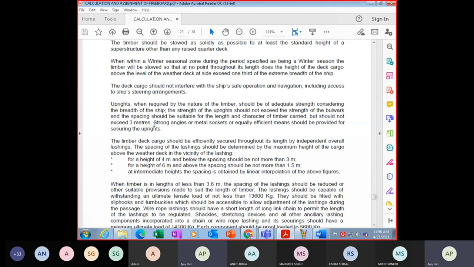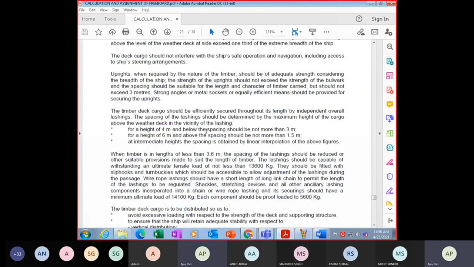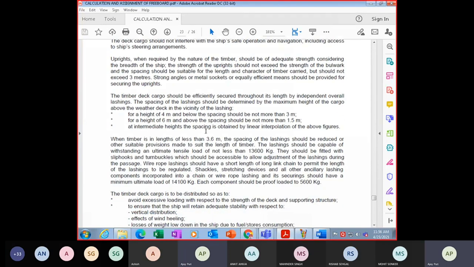And the spacing should not exceed 3 meters. Strong angles should be provided to secure the uprights. So the securing should be proper. Maximum height of the cargo on a weather deck should be 4 meter, and in the vicinity of lashing up to the height of 4 meter and below, the spacing should not be more than 3 meter. At the height of 6 meter above, the spacing should be not more than 1.5 meter. Intermediate height should be by linear interpolation.